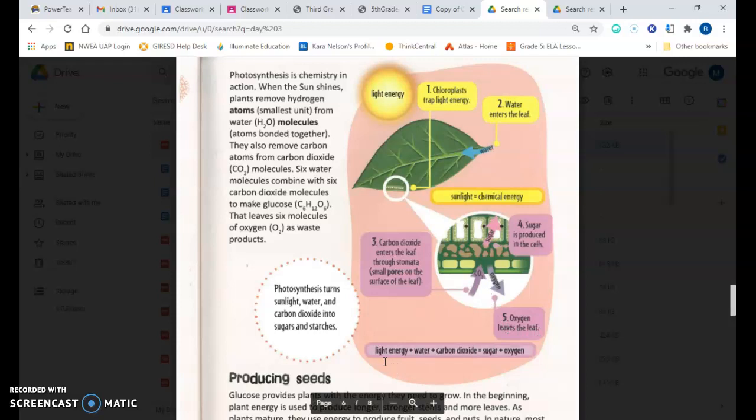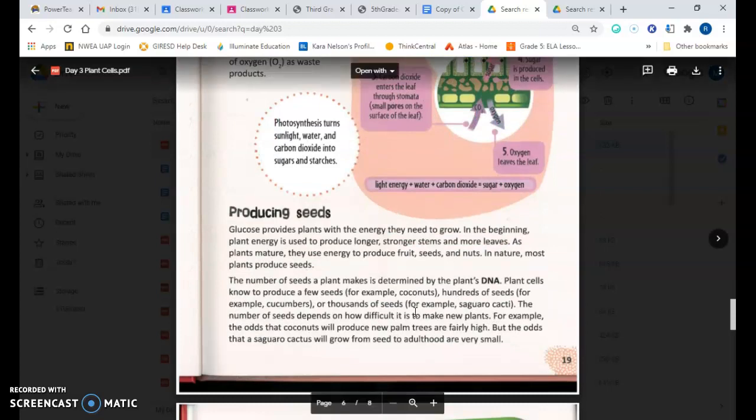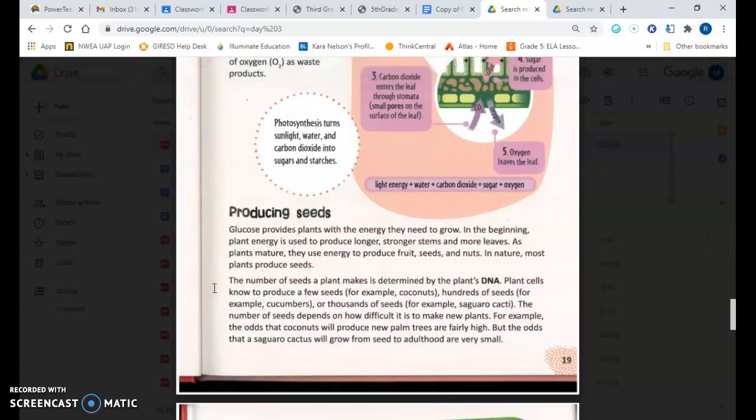So here's our reaction here. Light energy plus water plus carbon dioxide is going to give us an output of sugar and oxygen. We know that the sugar is going to be used where the oxygen is going to be let out as waste. So producing seeds. Glucose provides plants with the energy they need to grow.